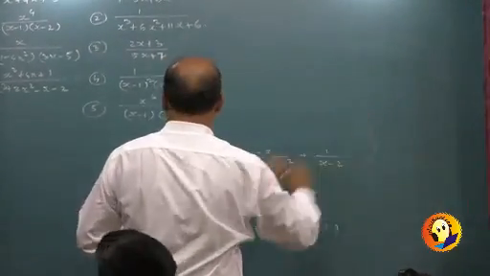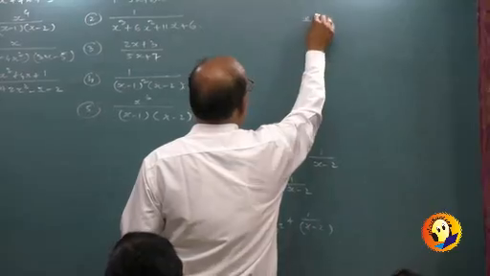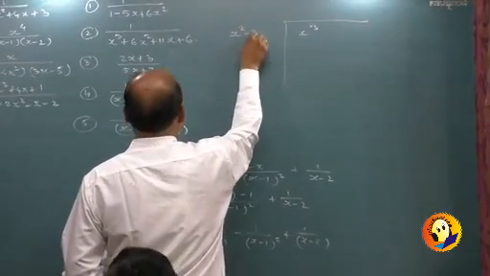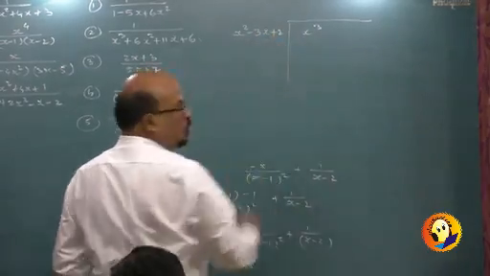In problem 5, we straight away go for the division. It is x square minus 3x plus 2.